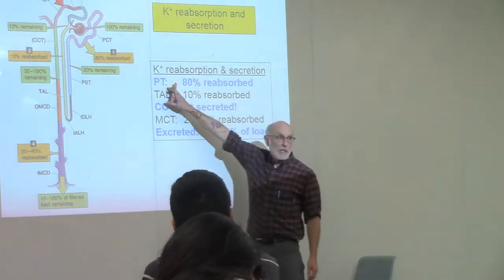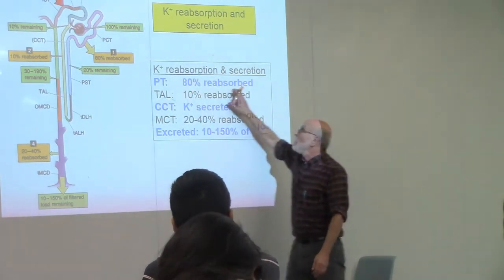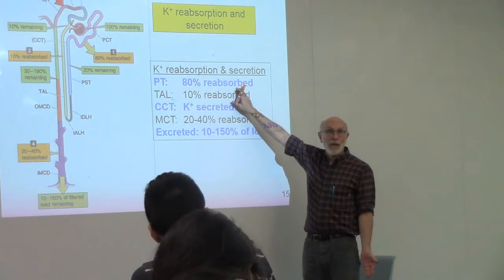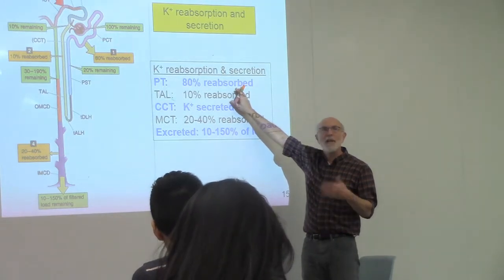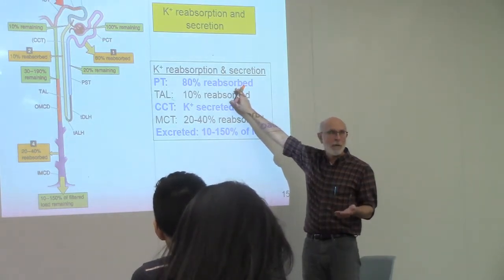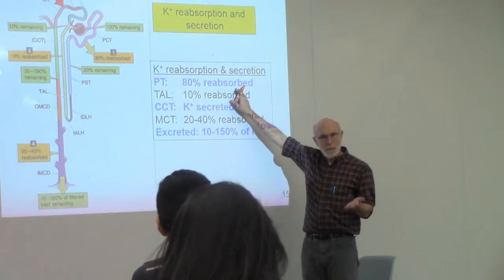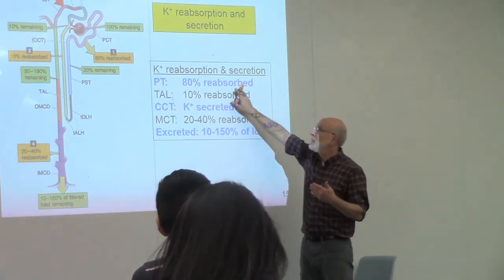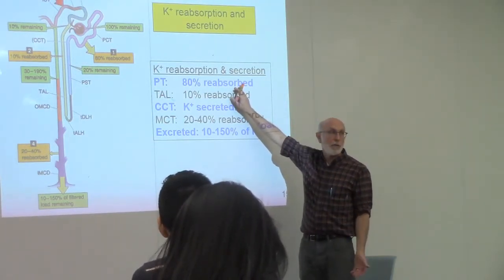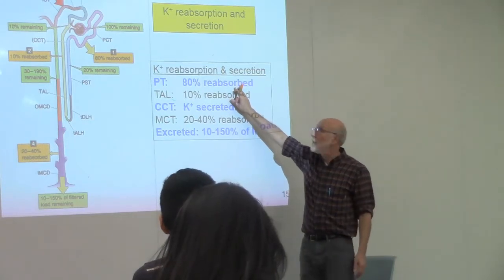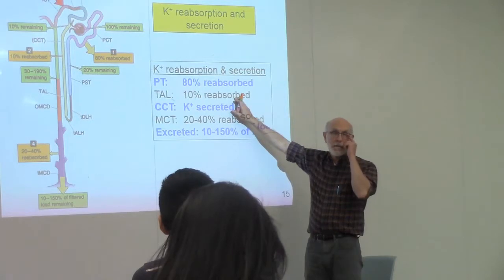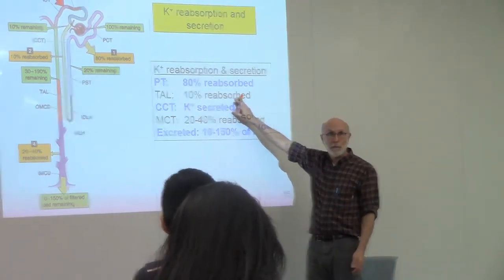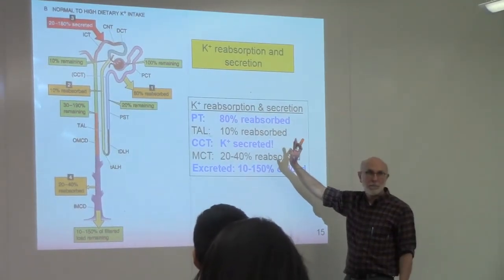So in the proximal tubule, there is significant reabsorption of potassium. Simple. So not quantitatively the same as sodium, but qualitatively similar to sodium. Potassium is reabsorbed in the proximal tubule. We'll talk about mechanisms in a minute. In the ascending limb of the loop of Henle, we got some reabsorption. Sort of like sodium.